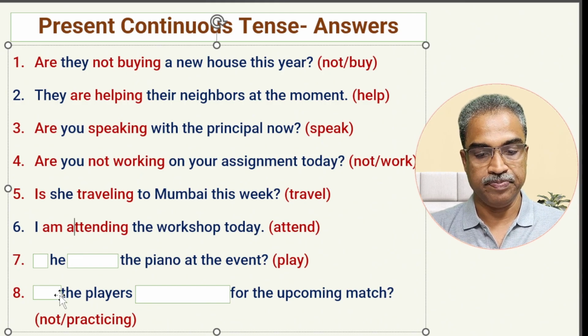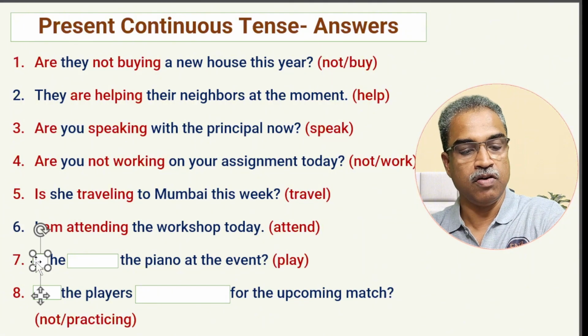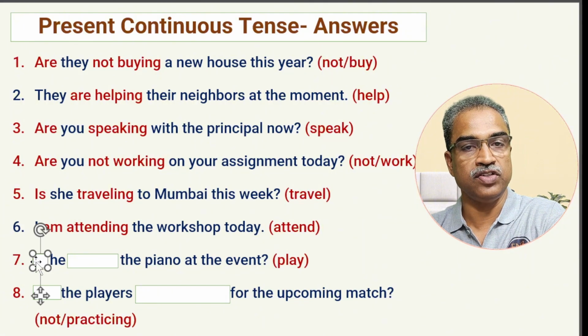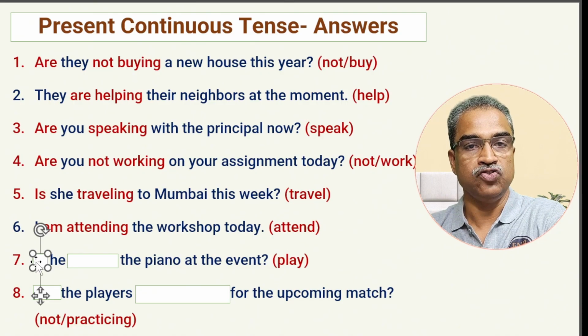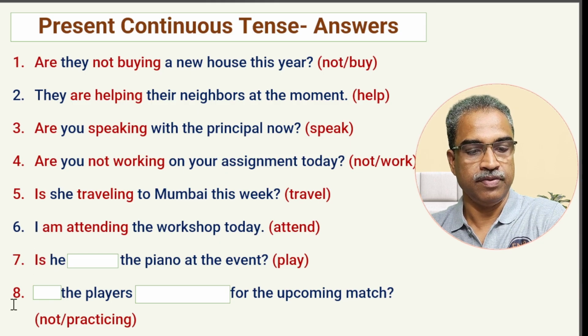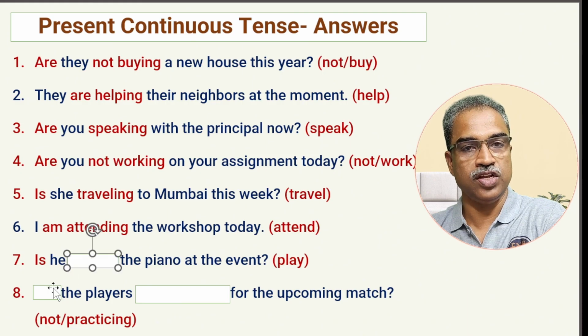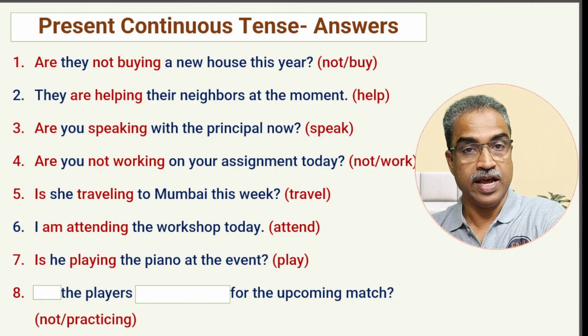Next is play. It's a question. So he is the subject. He or my father or my mother, my sister, my friend, or Jack or Wilson or Jacqueline, anybody you use. So it will be is he, is she, is it, third person singulars. So is he playing, continuous. So play, main verb with ing.